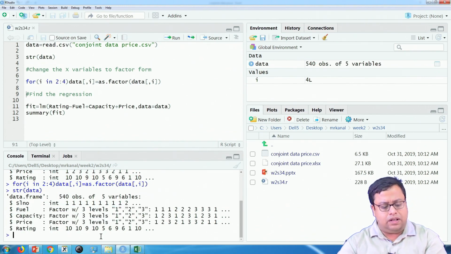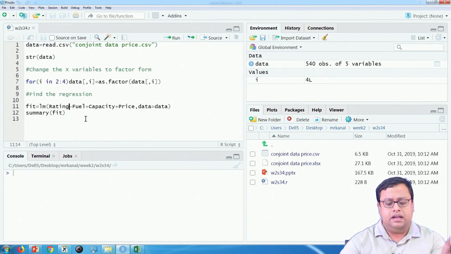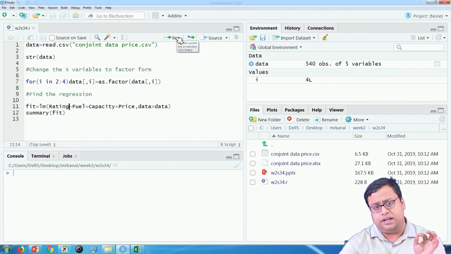Now the only thing I have left is to run a regression. I run a regression where rating is my y variable, and fuel, capacity and price, all 3 factor variables, become my x variables. So I just run a simple linear regression.